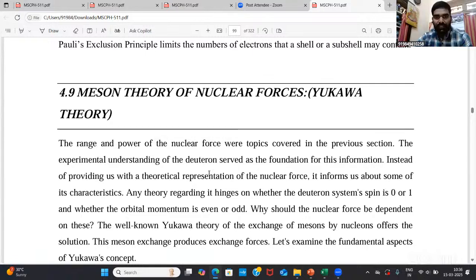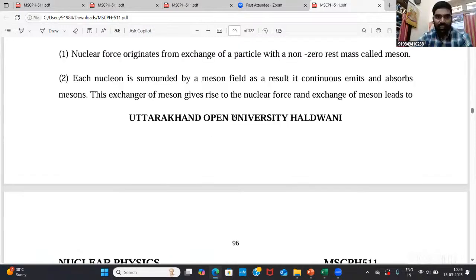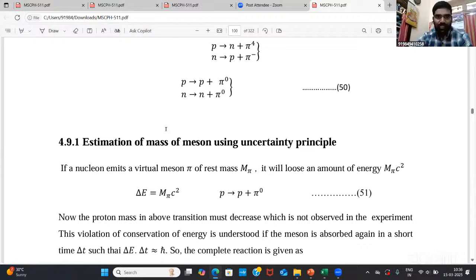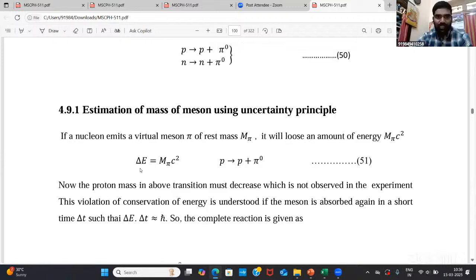Now there is an estimation of the meson mass from the uncertainty principle, which we will discuss. If a nucleus emits one meson, it loses an amount of energy m pi c squared. So when a nucleon emits a virtual meson of rest mass m pi, it will lose energy, that is delta E equals m pi c squared. When a proton changes to a proton and releases a pi naught, the proton mass should decrease in the transition, which is not observed in experiment.